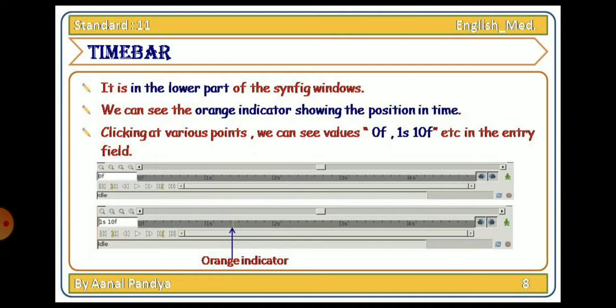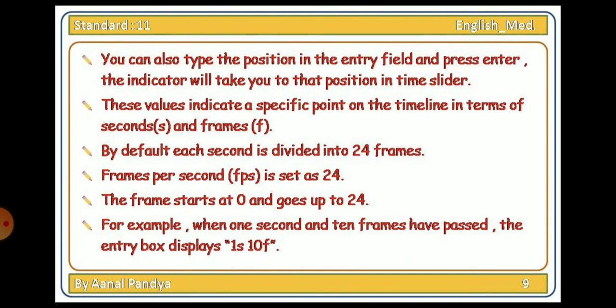So your time bar indicator display is available at 1 second 0f, 1 second 10f. So your time bar is currently positioned at the 10th frame of 1 second. Now you can also type the position in the entry field and press enter. The indicator will take you to that position in the time slider.